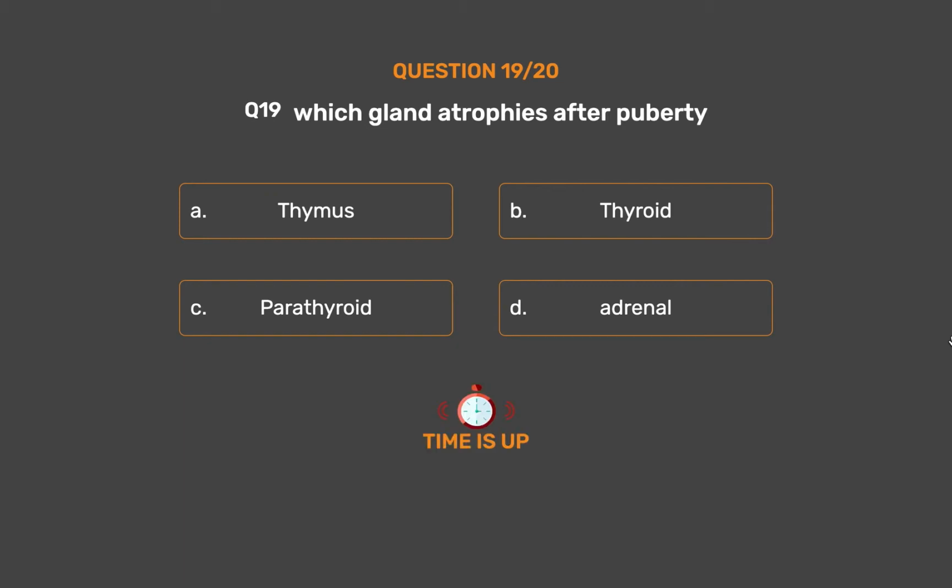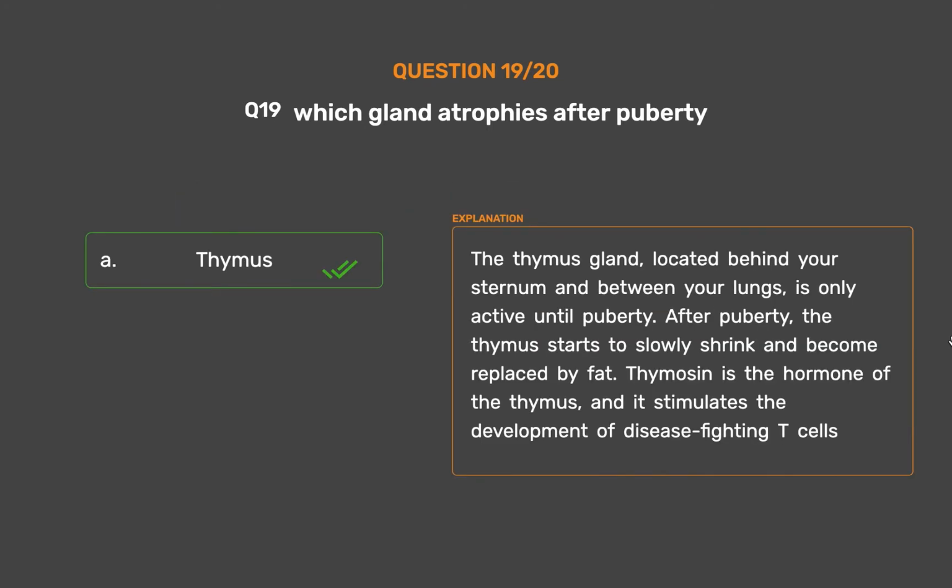The correct answer is option A, thymus. The thymus gland, located behind your sternum and between your lungs, is only active until puberty. After puberty, the thymus starts to slowly shrink and become replaced by fat. Thymosin is the hormone of the thymus, and it stimulates the development of disease-fighting T cells.